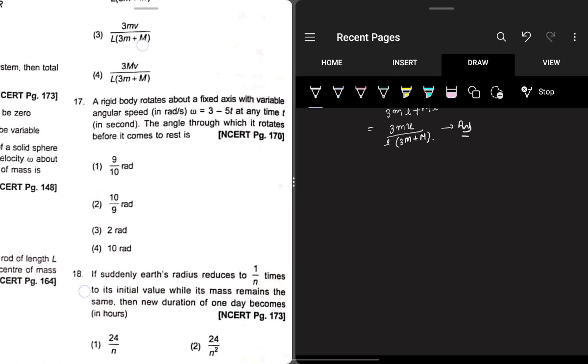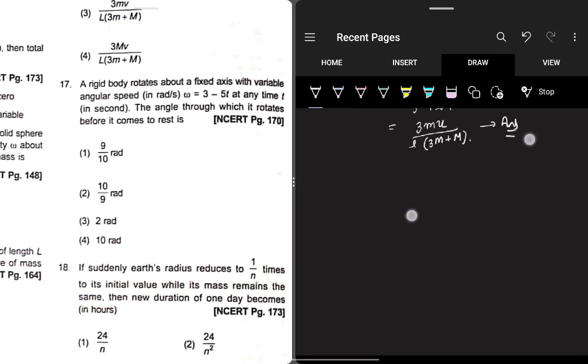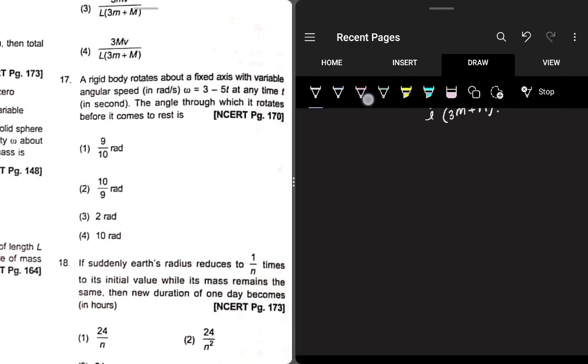Now let's go for this 17th one. A rigid body rotates about a fixed axis with variable angular speed omega equal to 3 minus 5t at any time t. The angle through which it rotates before it comes to rest is what? It's a really easy question, so I'm giving you this question in homework. You can take a screenshot of it.